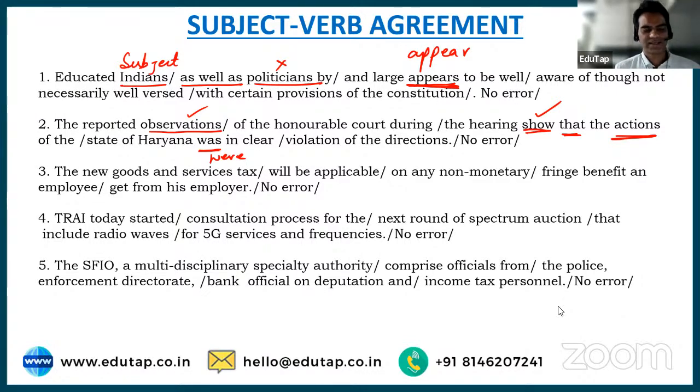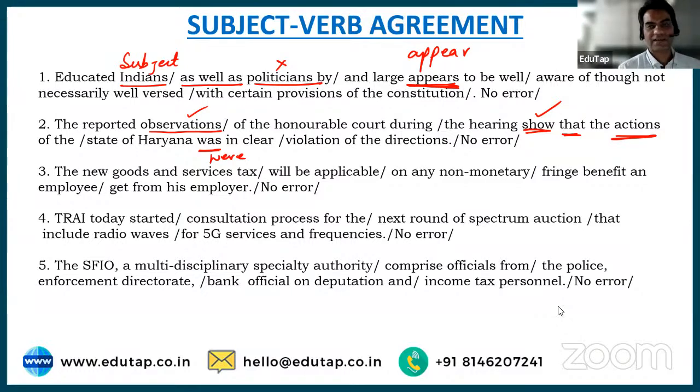So let's look at question number three. The new goods and services tax will be applicable on any non-monetary fringe benefit an employee get from his employer. Chitanshu, I know this because as a teacher, I have to get it every time. Very good, Nekta. Very good, Purvi. Yes, guys, what is the error in this sentence? The new goods and services tax will be applicable on any non-monetary fringe benefit an employee get from his employer. Very good, Uttam, Purvi. Very well done, guys.